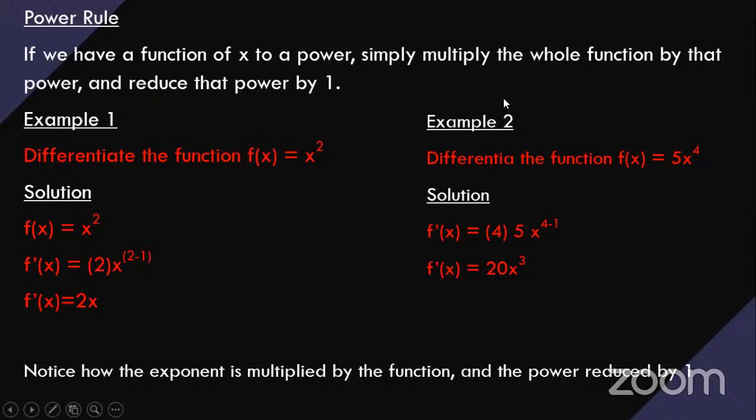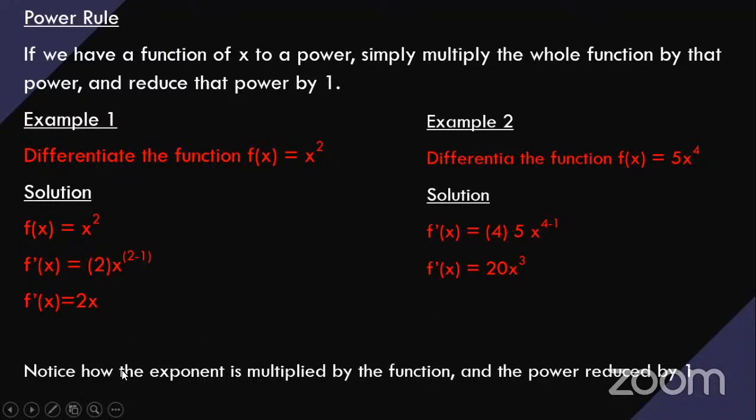If we also consider example 2, and we differentiate the function f of x, which is equal to 5x to the power of 4, following the power rule, we should multiply the function by the power. So we'll bring down 4 here and multiply it by 5. Then we reduce the power 4 by 1. This gives us 20x cubed.